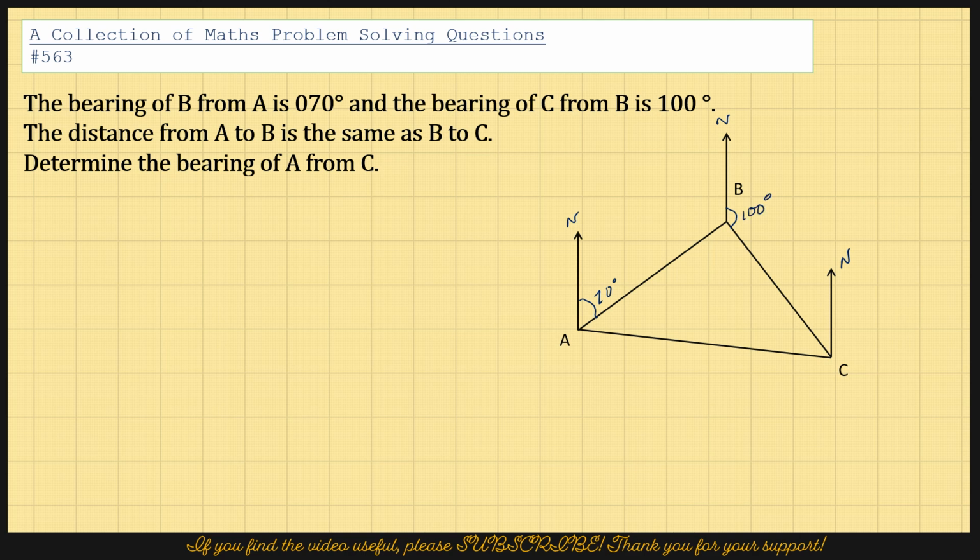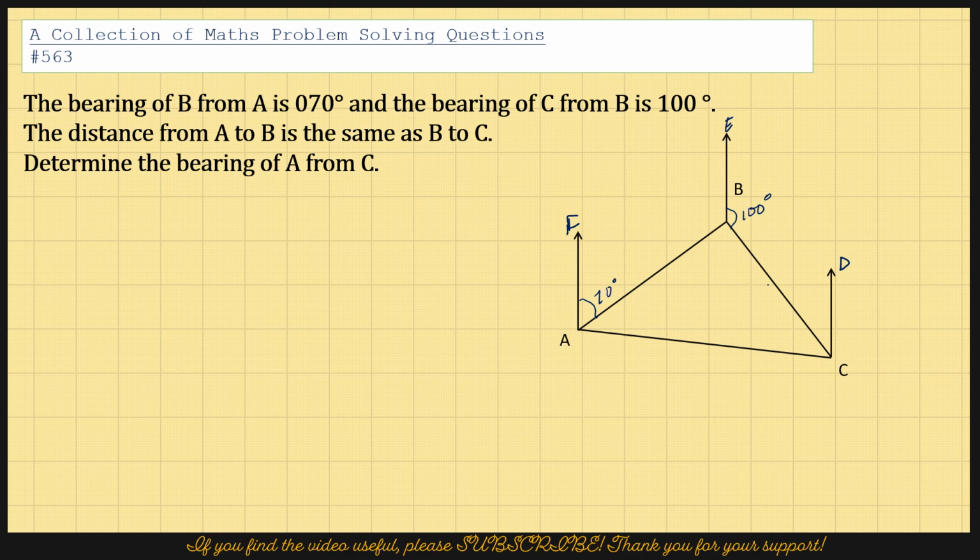So if I can put some names to these lines that are pointing north, so if I can call them D, E, F, and of course they're all pointing north, but just give them a name. It's easier to say which angle if we give the angles a name. So the bearing of B from A, we've done that, and the bearing of C from B is also done.